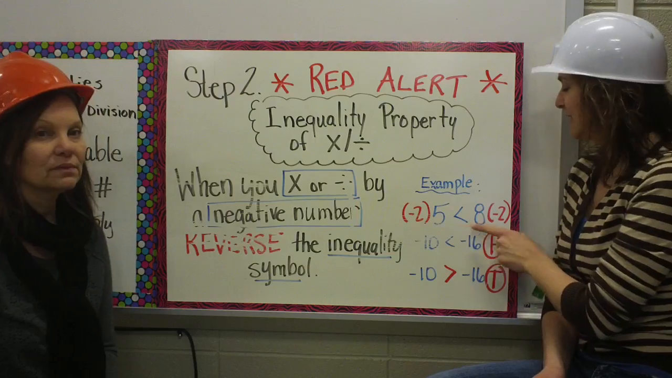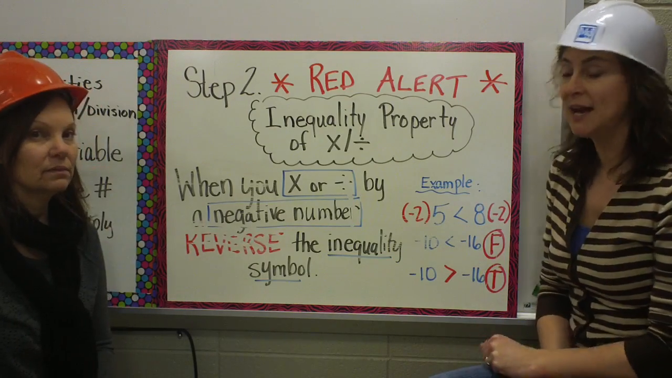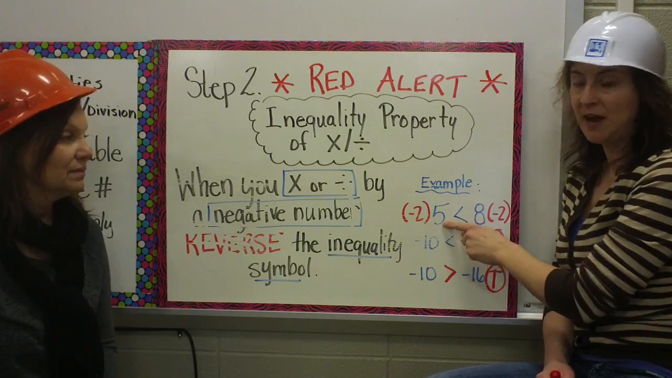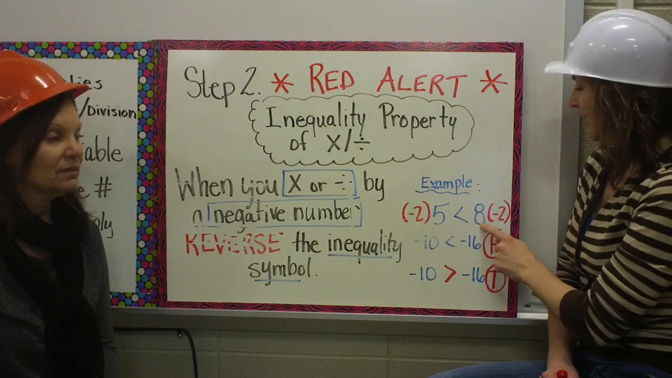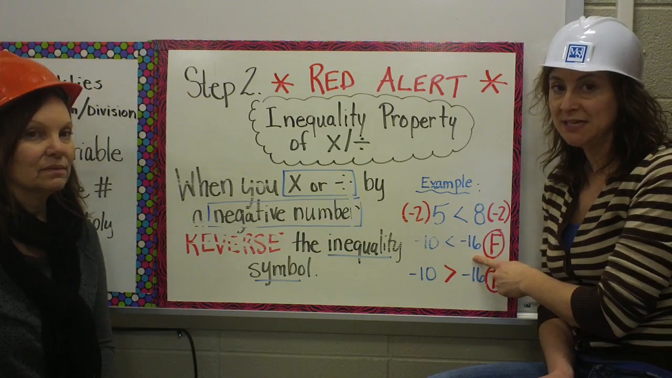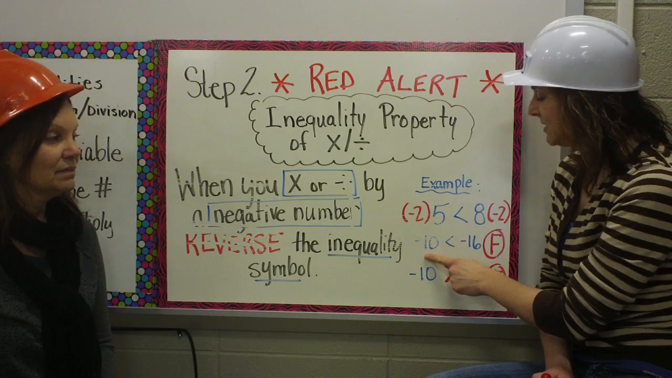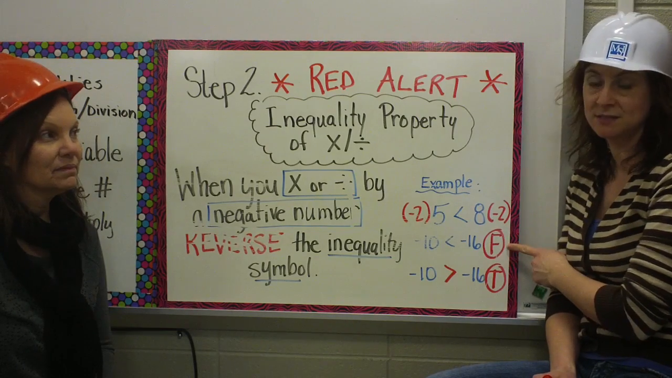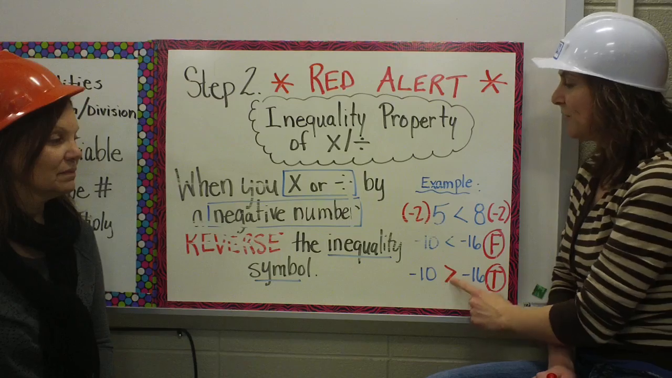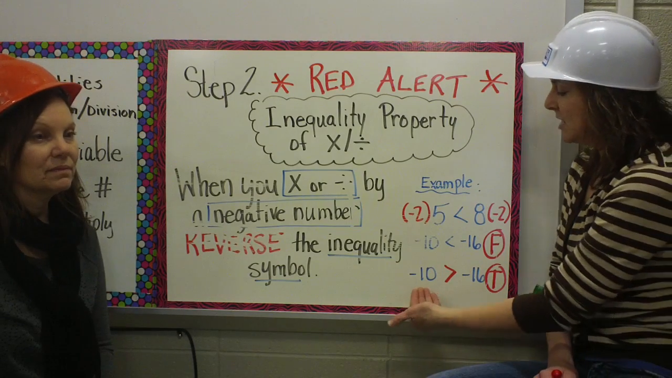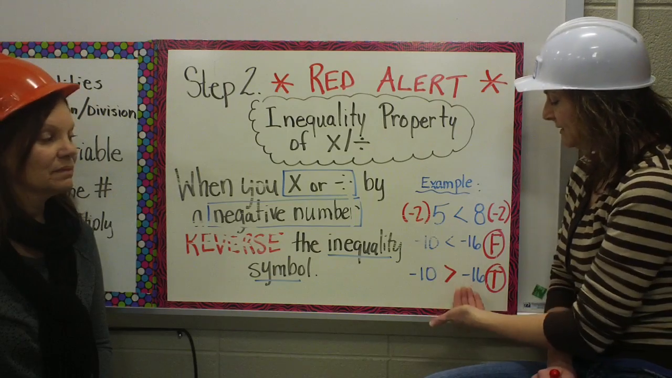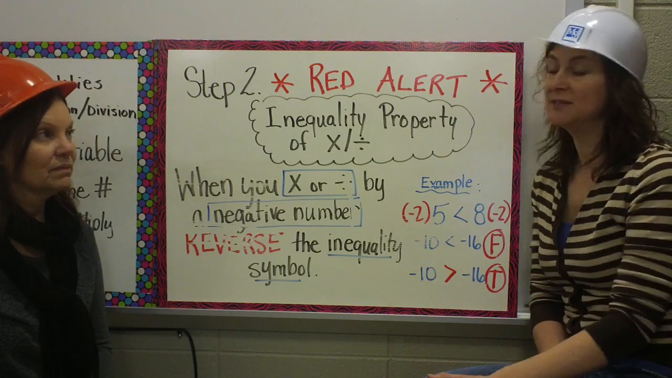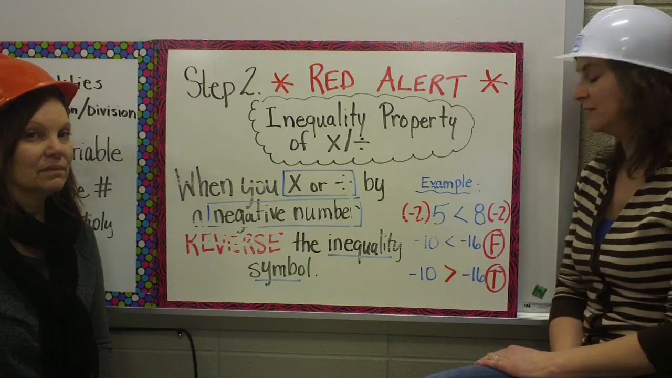So if we have 5 is less than 8, and we multiply both sides by a negative 2, watch what happens. Negative 2 times 5 gives you a negative 10. 8 times a negative 2 gives you a negative 16. So our inequality reads negative 10 is less than negative 16, and that is false. So we reverse the inequality sign so that it reads negative 10 is greater than negative 16, because that is a true statement. Thinking of temperatures, negative 10 degrees is greater than, or warmer than, negative 16.